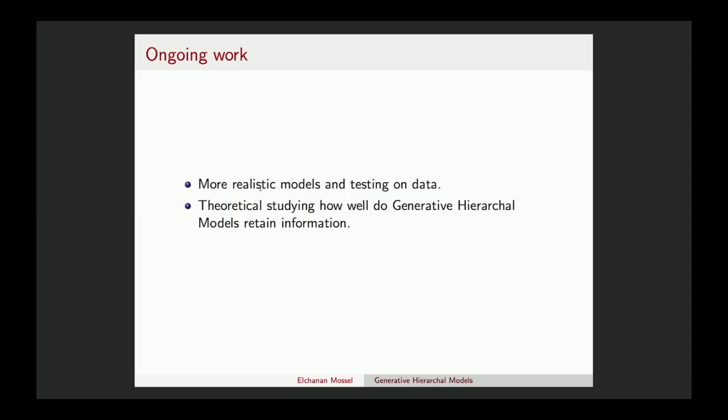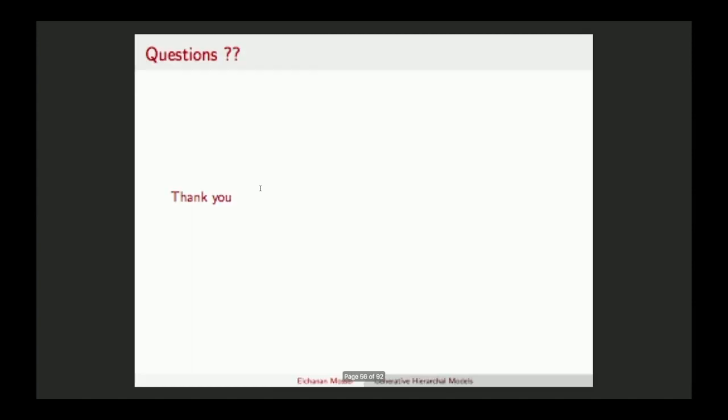Ongoing work: I could try to convince some people, including Anchor, to work on more realistic models for generating the data, in particular not discrete. It's clear that for things like images and speech, there have to be some continuous random variables in the background, so we're thinking about that. And we also have some more theoretical studies on how generative hierarchical models retain a bit of information if it's not just trees. And I'm going to stop.